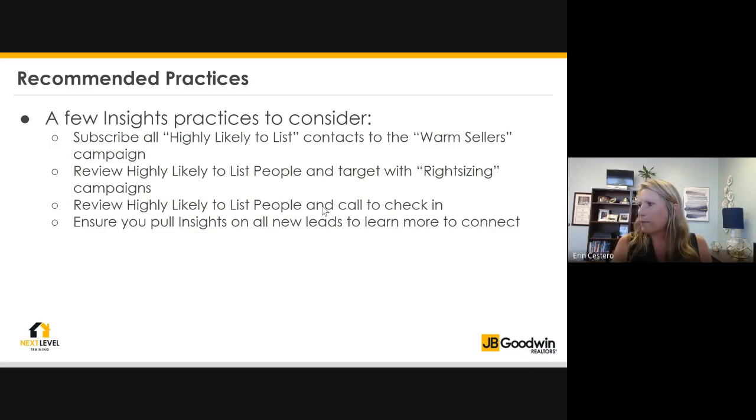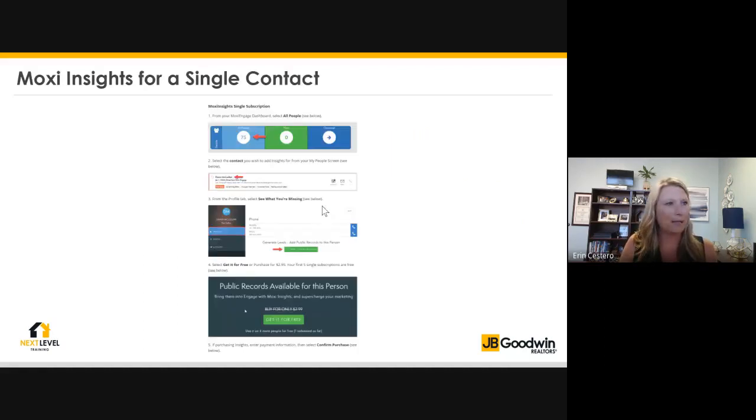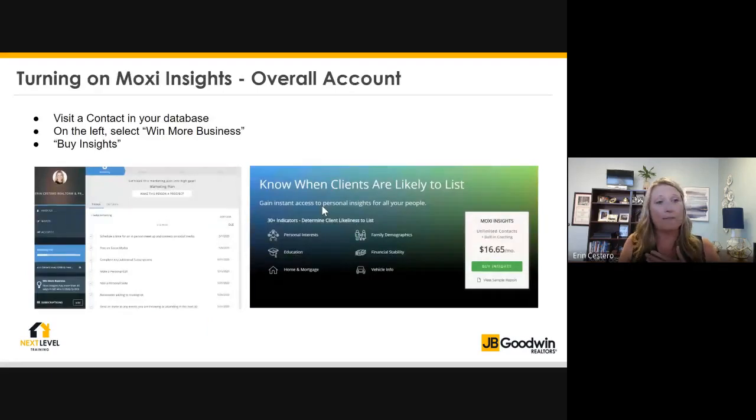I missed how to turn it on for all my contacts. Just turn it on and sign up for a month. When you sign up, it's going to continue every month. It's going to renew until you tell the system otherwise. So the easiest way I find to turn it on is visit any contact in your database. On the left-hand side below their profile information, there's a button that says Win More Business, and it describes Moxi Insights. So you can select that, and then this next screen pops up and I can click Buy Insights.